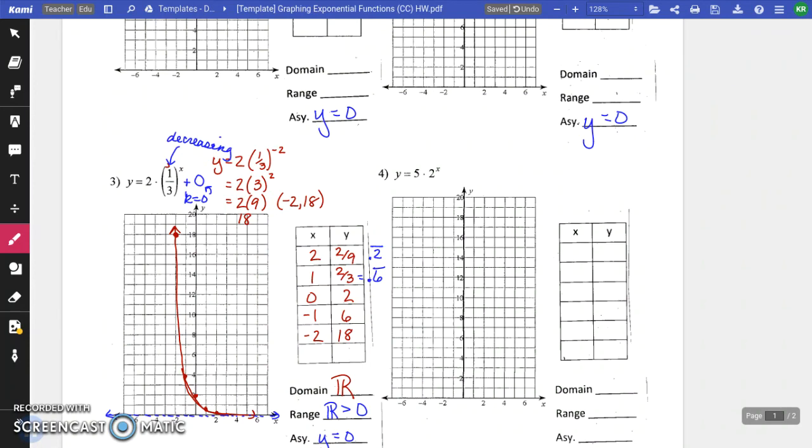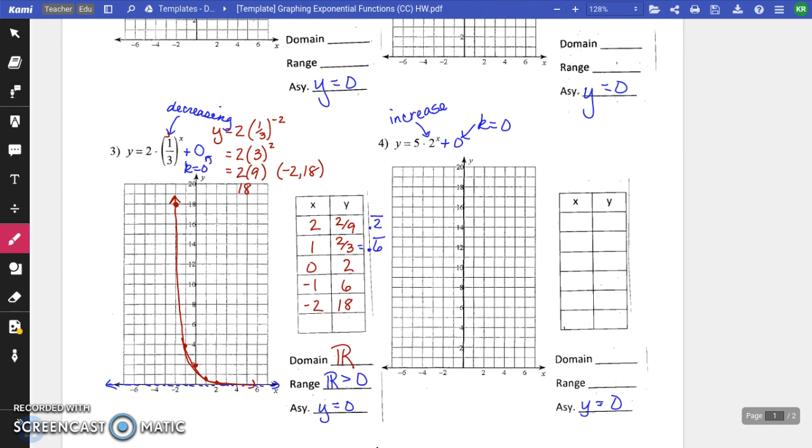Okay, number 4. Again, k is 0, so asymptote's going to be 0. And this one is going to be increasing. On this one you have the 5 times the 2 to the x. It's the 2 that you're looking at. It's called a growth factor. We'll talk more about that after spring break. But it's the number that has the exponent on it. That's the number that's going to determine whether or not you're increasing or decreasing.